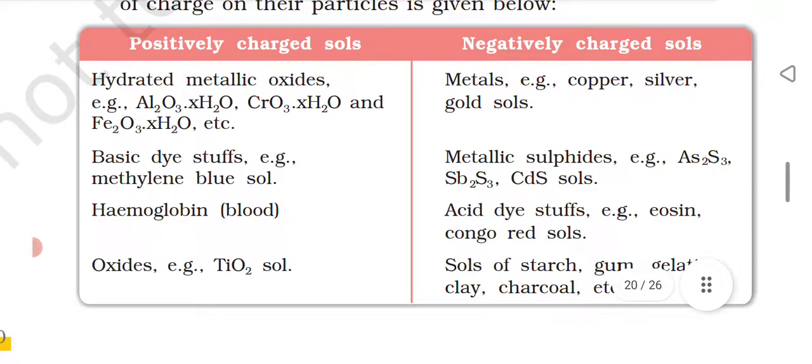Positively charged sols are hydrated metallic oxides like Al2O3.xH2O, CrO3.xH2O, Fe2O3.xH2O, basic dyestuffs like methylene blue, hemoglobin, and oxides like TiO2. Negatively charged sols are metals like copper, silver, gold, metallic sulfides As2S3, Sb2S3, CdS, acid dyestuffs like eosin, Congo red, etc. Sols of starch, gum, gelatin, clay, charcoal, etc.